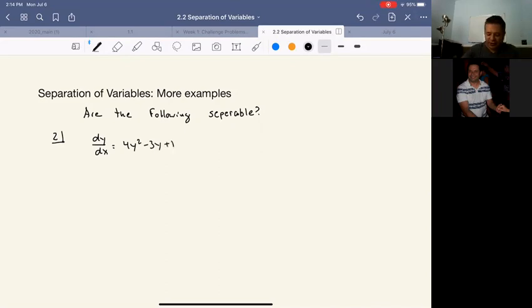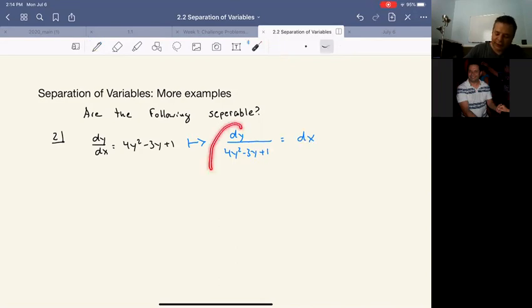Okay, so now this is just an equation. The right-hand side is just in one variable. So I could conceivably take dy over 4y squared minus 3y plus 1 equals dx. So I have all the y variables on one side, all the x variables on the other. So yes, this is separable.